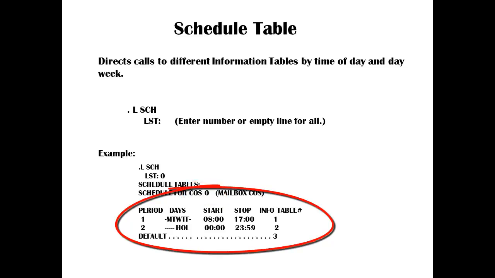Period 1 being Monday through Friday, starting at 8 a.m. through 5 p.m., will utilize information table 1. Period 2 is defined as a holiday, with a start time of 0000 and a stop time of 23:59, or 24 hours, using information table 2, and the default period, all times not defined, as using information table 3.